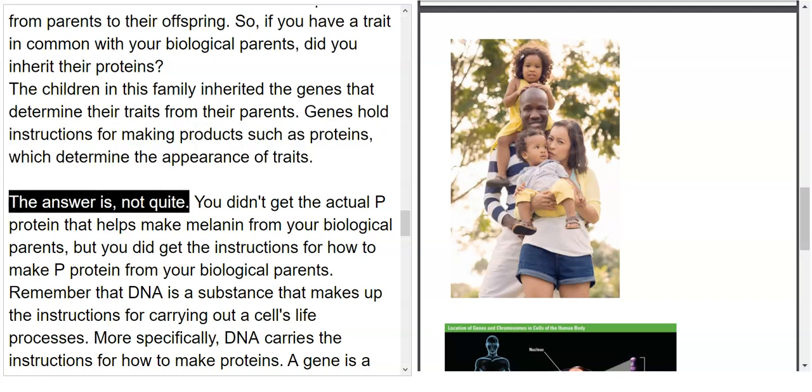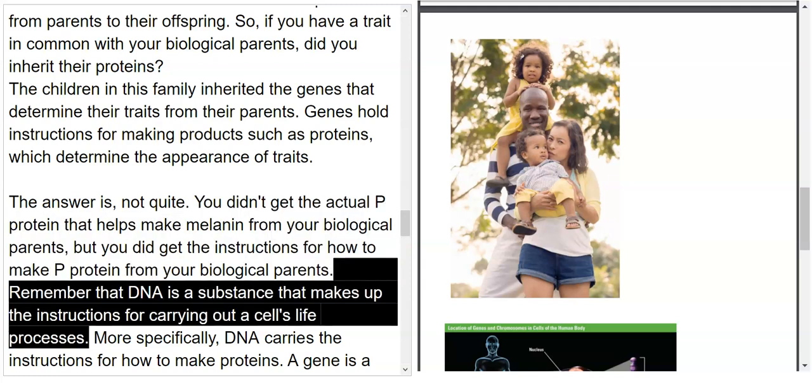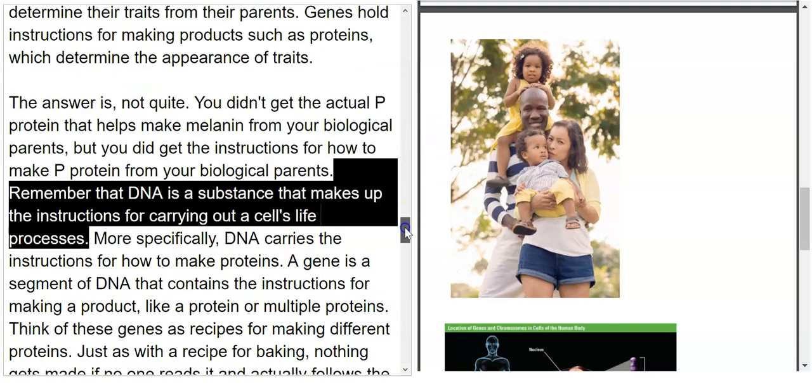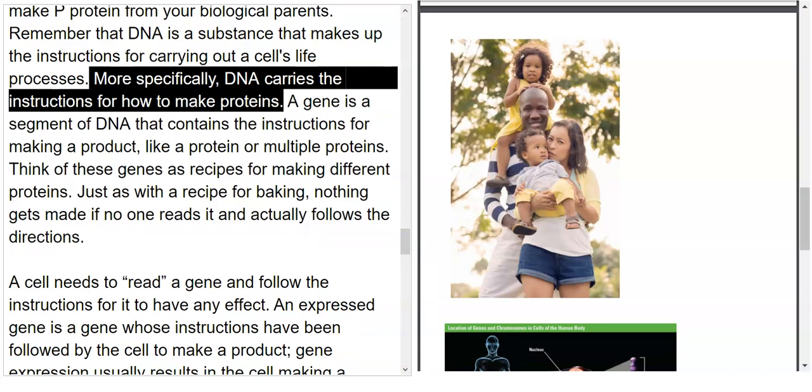Well, the answer is not quite. You didn't get the actual P protein that makes melanin from your biological parents, but you did get the instructions for how to make P protein from your biological parents. Remember that DNA is a substance that makes up the instructions for carrying out a cell's life processes. More specifically, DNA carries the instructions for how to make proteins.